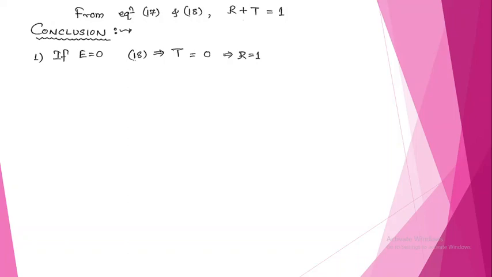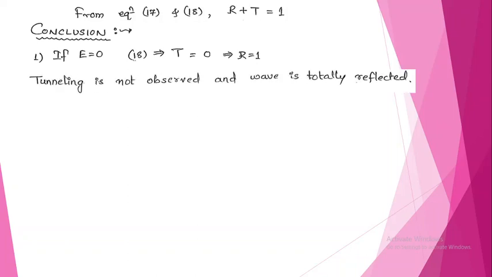That's why, from the above equation, we can say R is equal to 1. So what is the meaning of it? In that case, when the energy of the particle is equal to 0, tunneling cannot be observed. It means the particle cannot penetrate through the rectangular barrier, and that's why the wave of particles is going to bounce back. That is, it is totally reflected back into region 1 itself. So this is what happens for a zero energy wave.